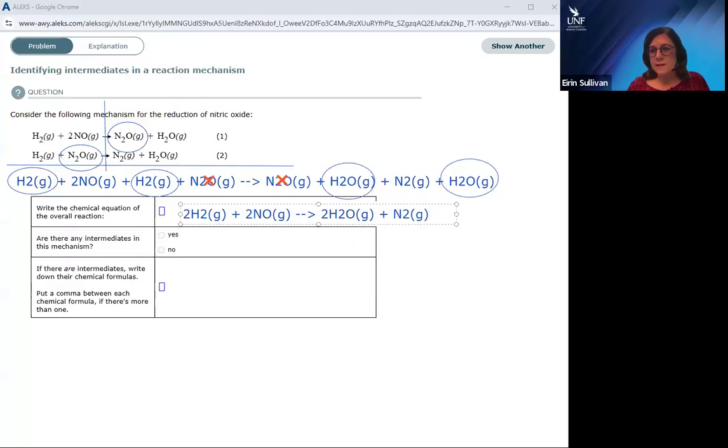Are there any intermediates? Yes, we found one. It's always going to be the thing that cancelled out, so N2O gas was our intermediate. Sometimes you could have more than one, okay?